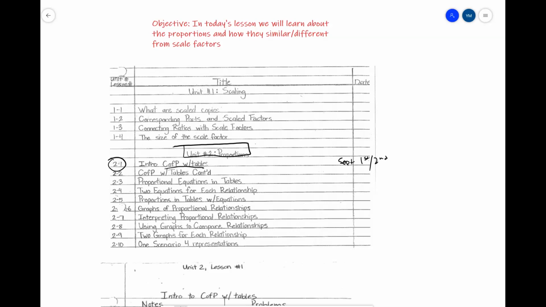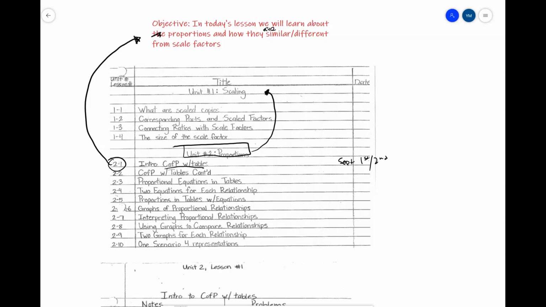Now let's look at what we're going to be learning. Please go ahead and look at the objective on the top. It says the objective is, in today's lesson we are going to be learning just about proportions and how they are similar or different from scale factors. By the end of this lesson you should be able to explain what we're learning right now that is different or similar from what we learned before, which was scaling.